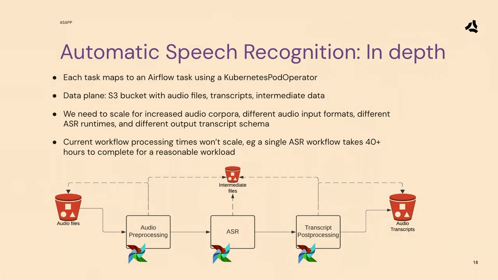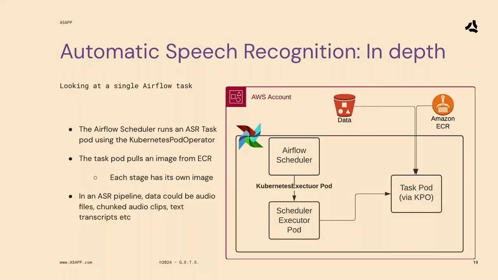and different output transcript schema as well. Looking at it just a bit more in depth, each single task is using the scheduler executor, which is the Kubernetes executor from the scheduler, and then is run in the single task pod. The task pod image comes from an ECR, which is application specific. So hypothetically speaking, if your transcription pipeline is a C++ PyBind pipeline, you're building that image separately and running that using a KPO. And the data comes in from previous tasks from your data layer, which is a tooling which we built on S3.